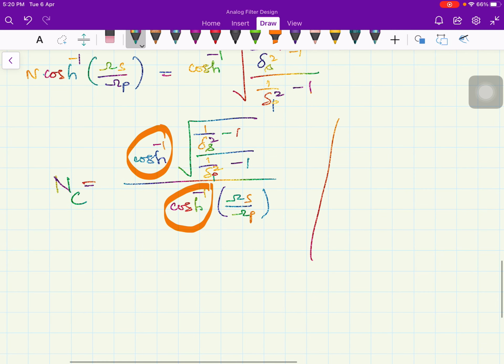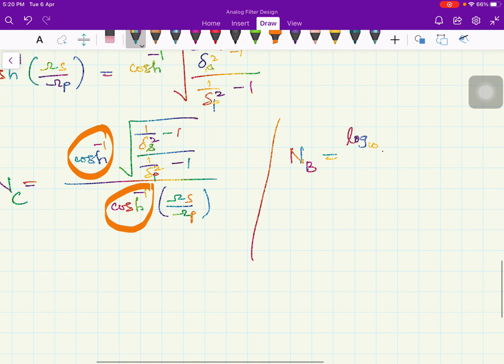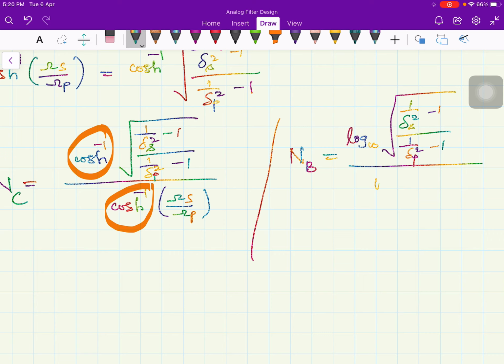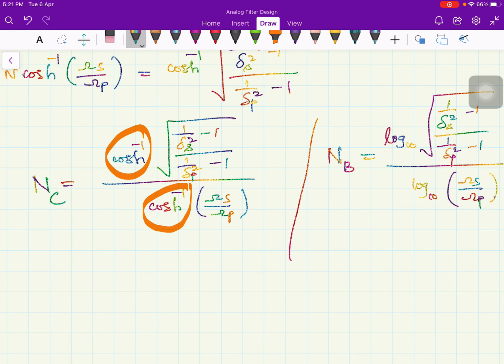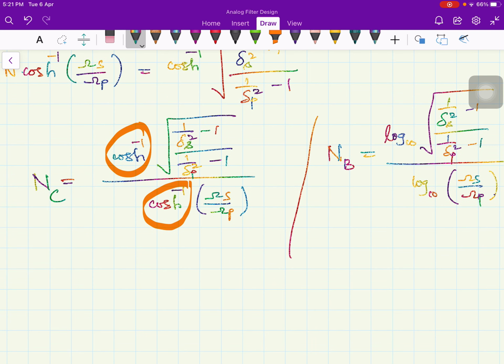If you recall N Butterworth, this is log to the base 10 of square root of 1 by delta a square minus 1 divided by 1 by delta p square minus 1. Then again log to the base 10, this is going to be omega s by omega p. But instead of log in the numerator and denominator, here we have cosh inverse. So we simply replace this log function by the cosh inverse.